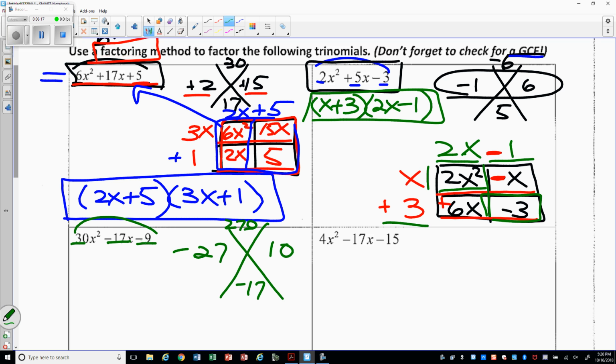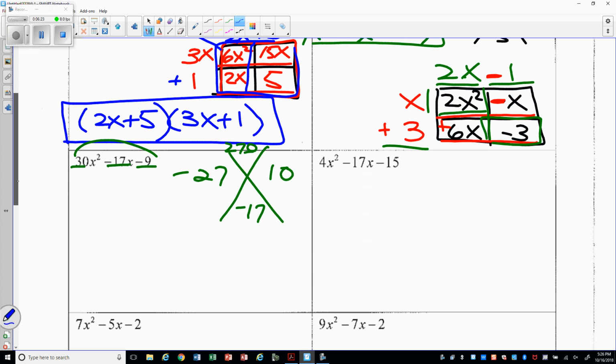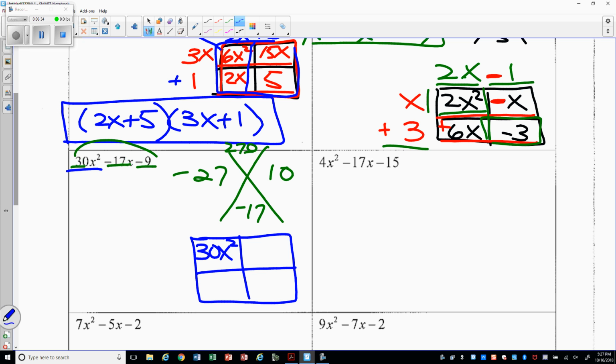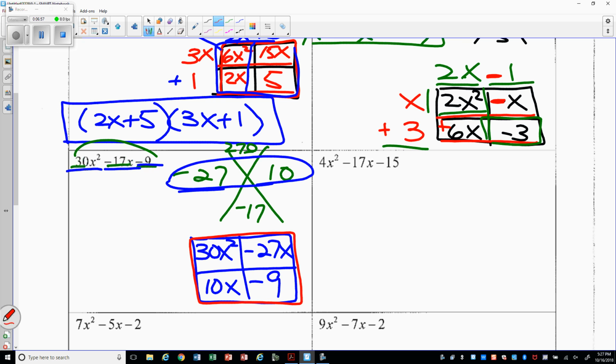So now I'm going to go back to my original problem here and make a box where I put these factors in here. So I have 30x squared and negative 9. Okay? And then I know that these are going to be the middle two factors that are going to add up together. So negative 27x and positive 10x, because they add up to my negative 17. All right, so what's in the box here, all these add up to that.